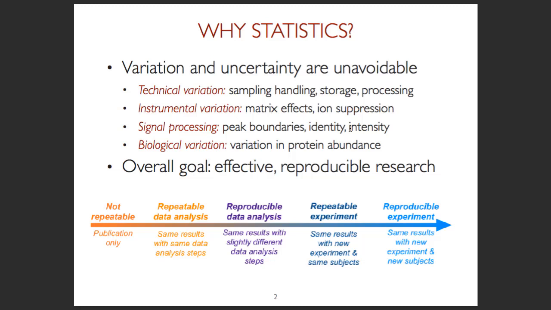And so reproducibility, and we talked about this last week, but just as a review, is actually not a thing, it's a spectrum. And so on one side of the spectrum, we have results which are not repeatable and publication only. And this unfortunately happens, and we don't want that, right? So we really want to make sure that our results can be repeated and reproduced.